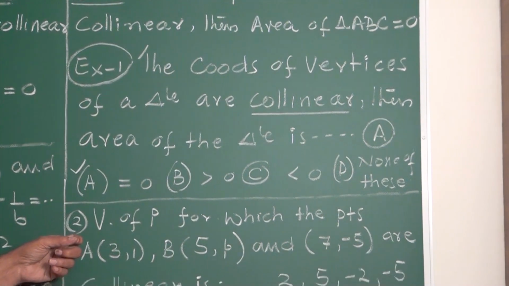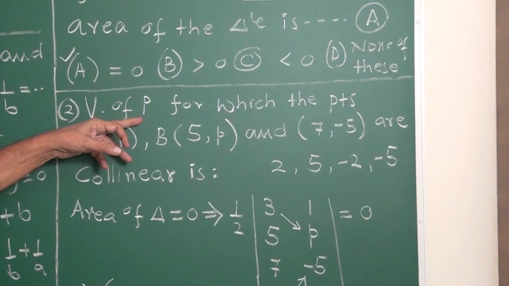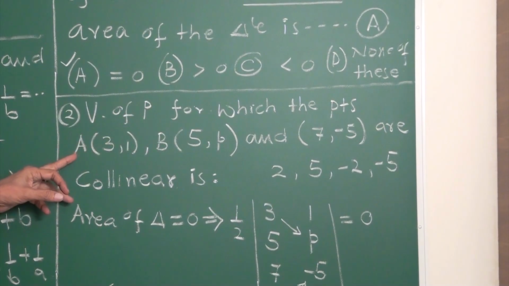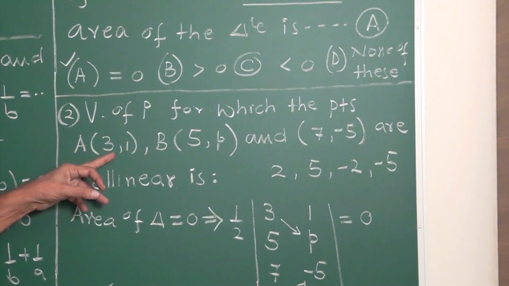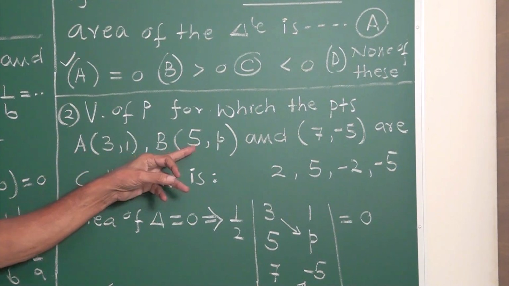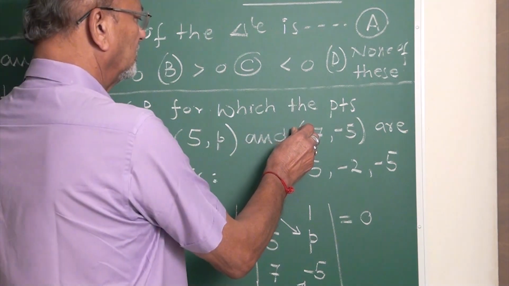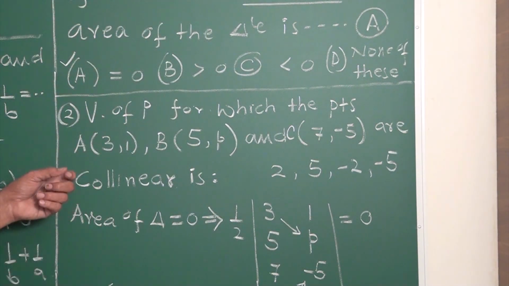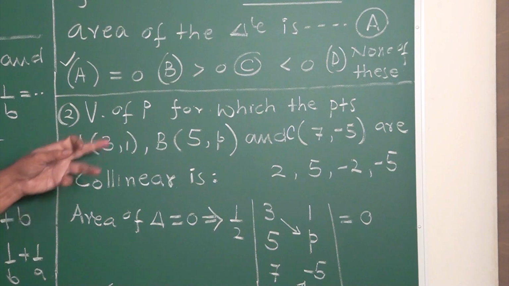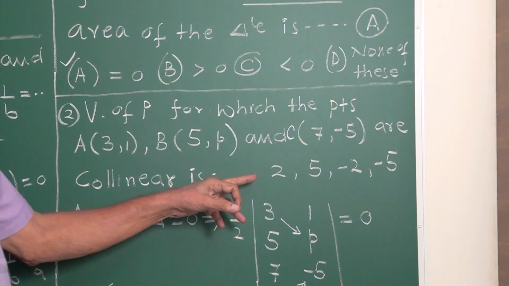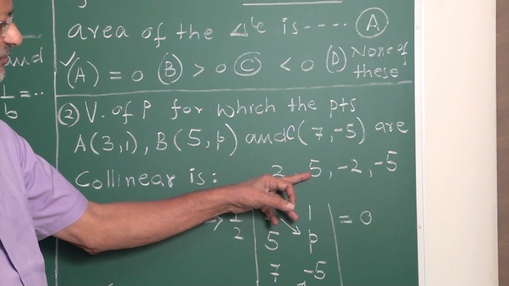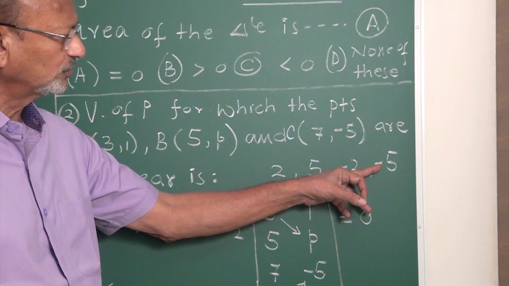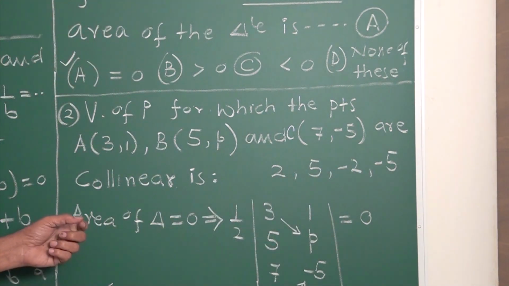This is the second question. Value of P for which the points A(3,1), B(5,P) and C(7,-5) are collinear. Value of P is, these are the options. First option is 2, second option is 5, third option is -2, fourth option is -5.